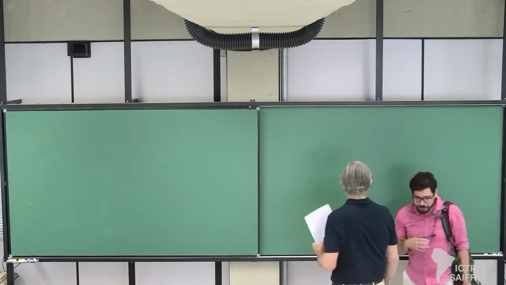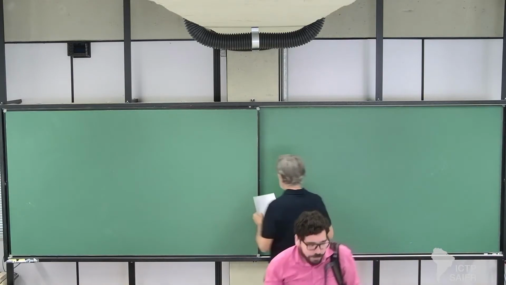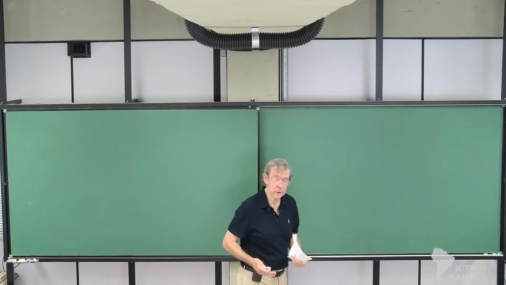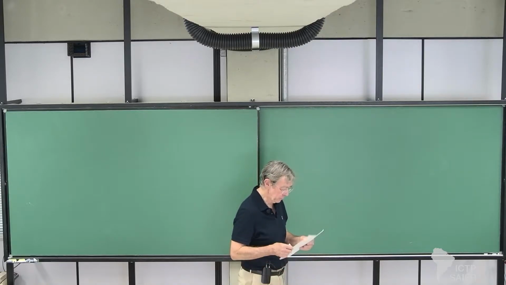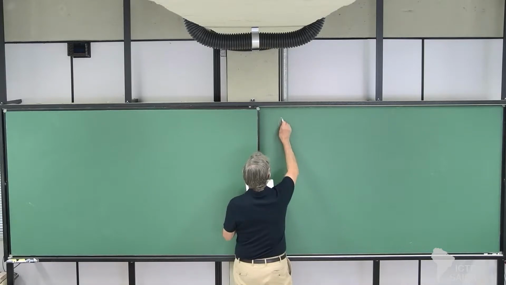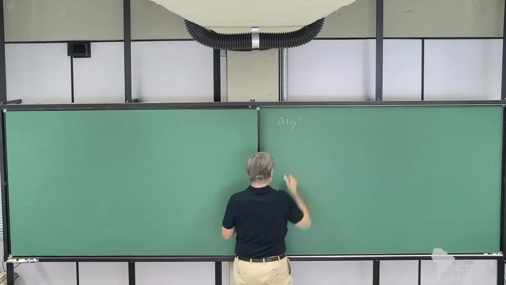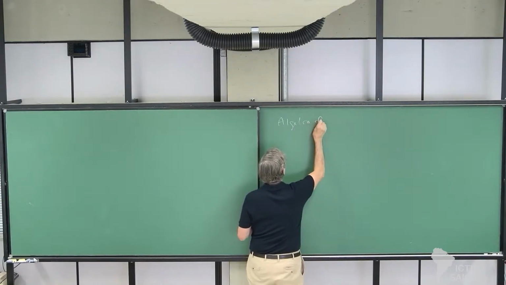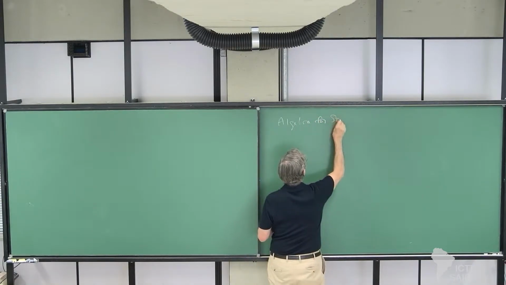So I'd like to go through the algebra in a simplified way so that you're very clear on what's going on here. So we're doing algebra for sorting schemes.